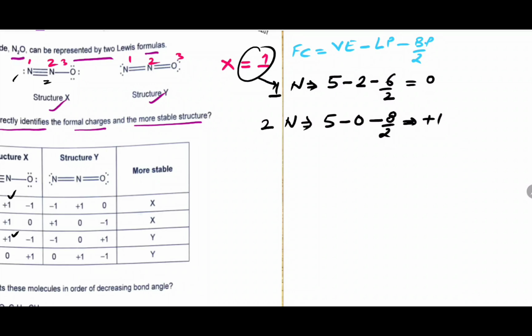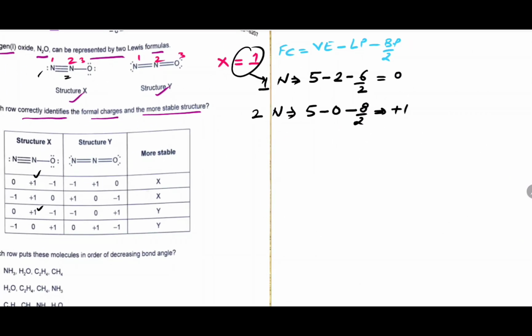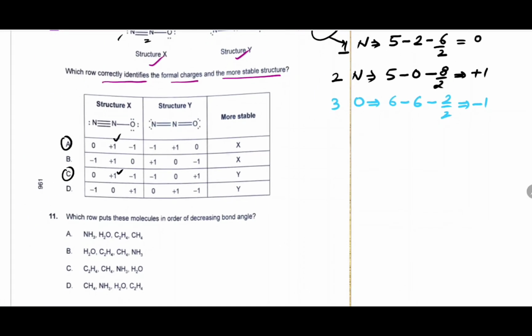Now we will move to the next. Next is oxygen, atom number 3. Oxygen valence electrons are 6, minus lone pairs. It has 6 lone pair electrons and 1 bond, 2 upon 2. That is 6 minus 6, 0, minus 1. The answer is minus 1. Now the third atom has a charge of minus 1.